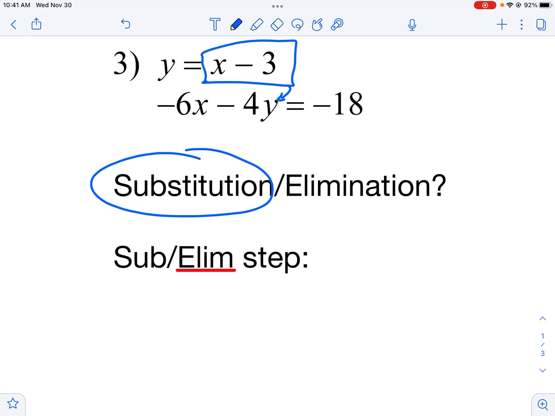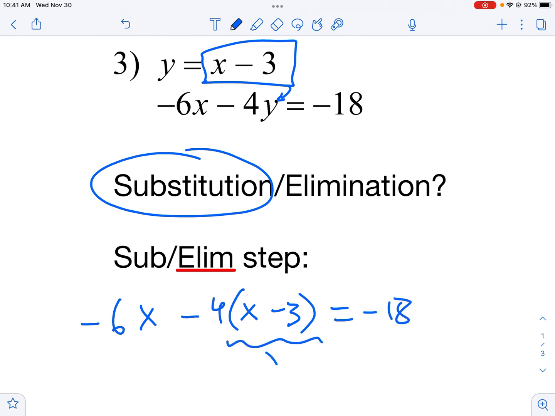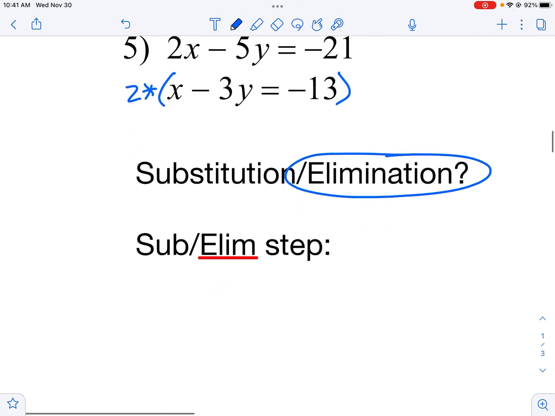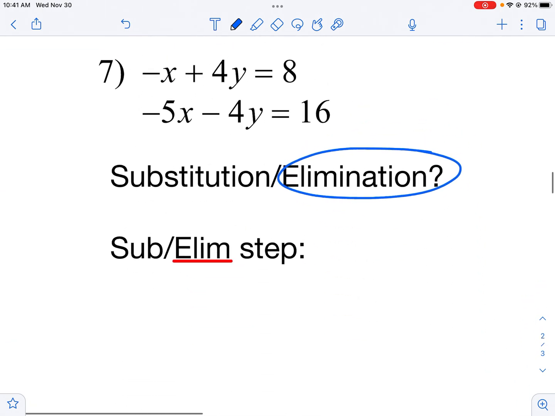All right, let's check. I'm going to rewrite my second equation here. So negative 6x minus 4, and when I get to y, the y gets replaced entirely. You can put parentheses, x minus 3, close it, equals negative 18. So this is in place of the y. It gets replaced there. And that's what the substitution looks like. So there's that one.